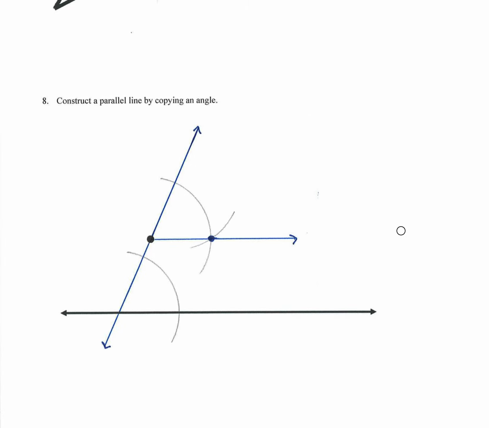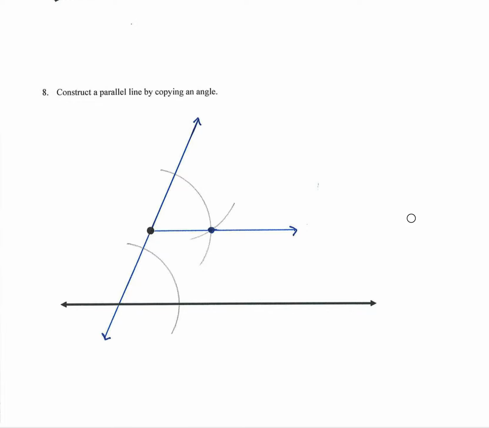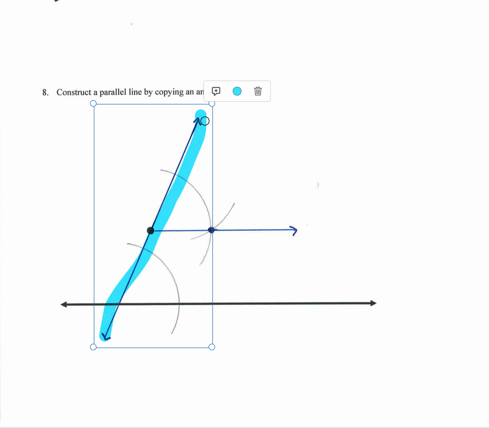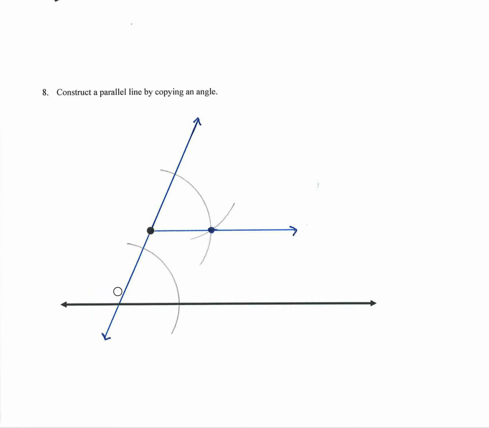All right, same process here, except now I'm going to use copy an angle to create a parallel line. So the first thing you need to do is you just need to draw this. You just draw that line, right? That doesn't even mean anything. You can draw at any angle you want. You just draw that through that point.